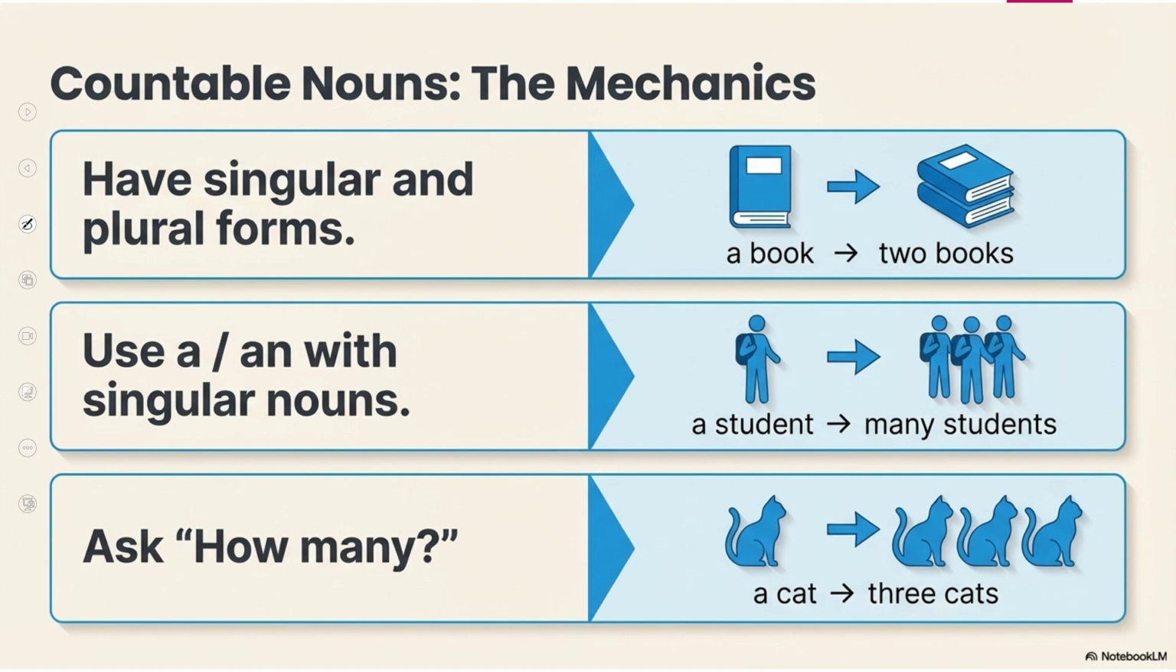Now, countable nouns having singular and plural forms. It means a book or two books. So we can say that countable nouns can have both forms, singular and plural. And there is one thing more. We can use a or an with countable nouns, like a student, many students. And if we want to identify countable nouns, we can ask a question and we can easily understand what are countable nouns.